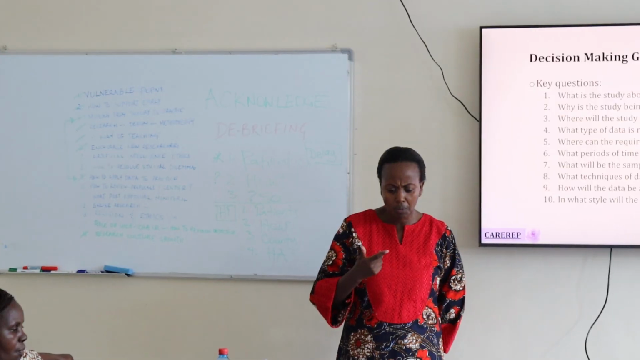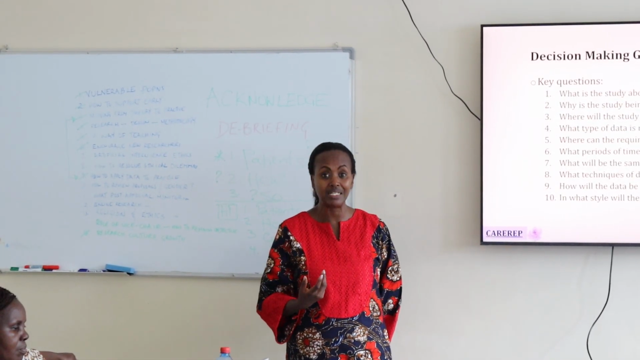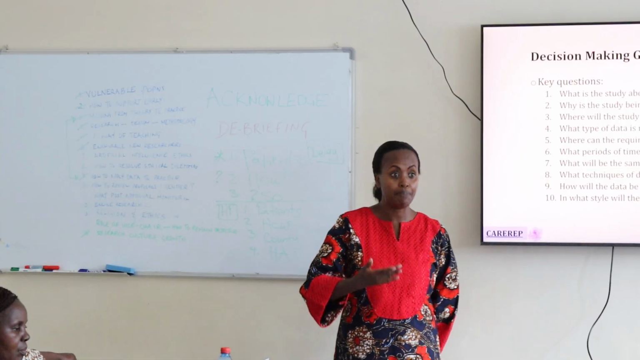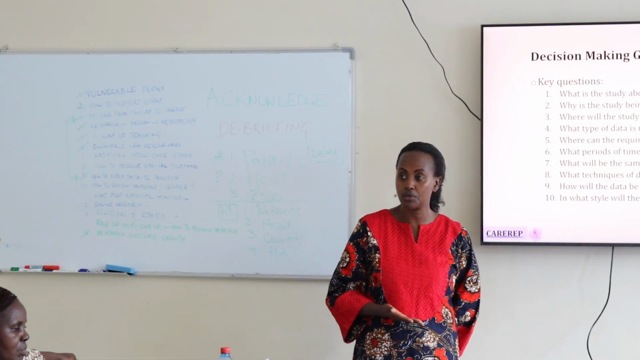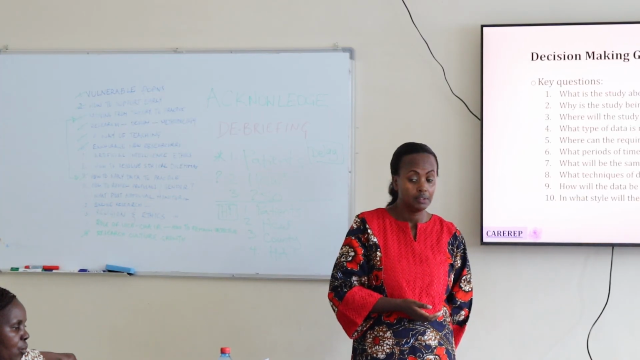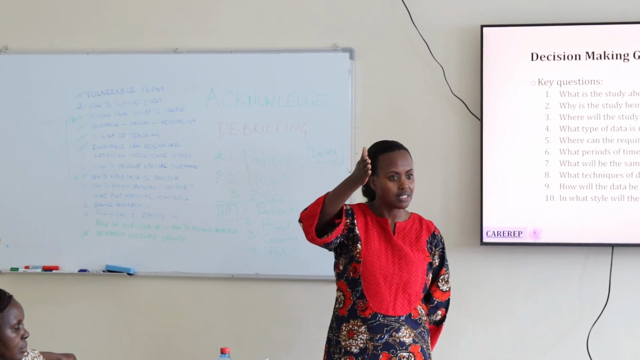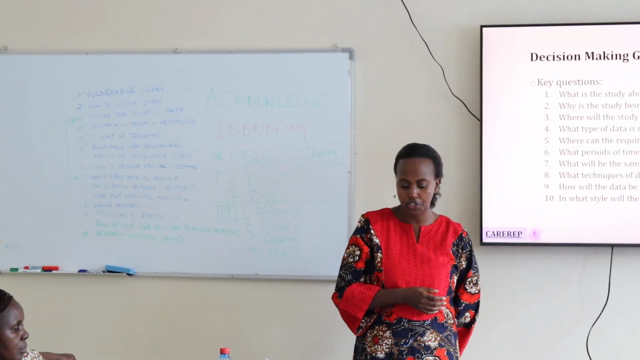What type of data do I need? Where can the data be found? What periods of time might I need in my study? Maybe a policy has been introduced by the government on ART, on reproductive technologies, at point X. Maybe you're interested, so there's something about timelines and things that you're doing.